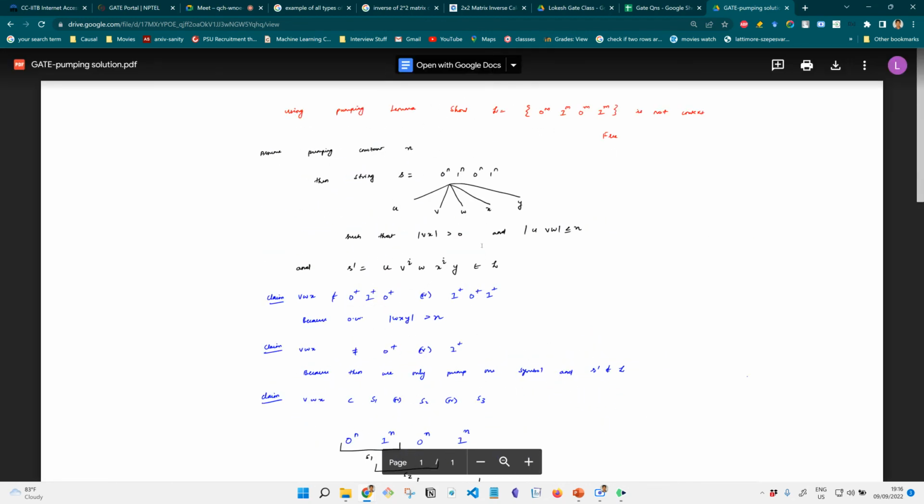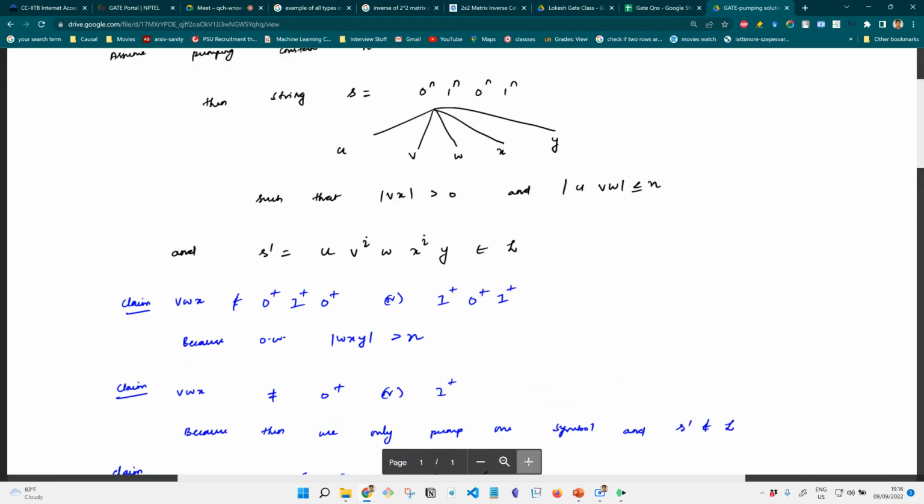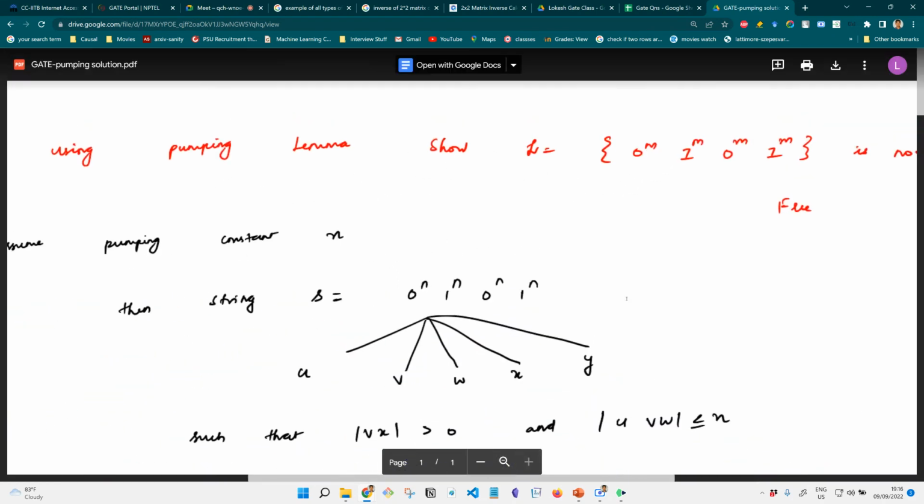Now this was the question, right? You have L equals 0^m 1^m 0^m 1^m. We need to show that this language is not context free. Can you explain? Is it okay now? Yeah. So this was the language 0^m 1^m 0^m 1^m.